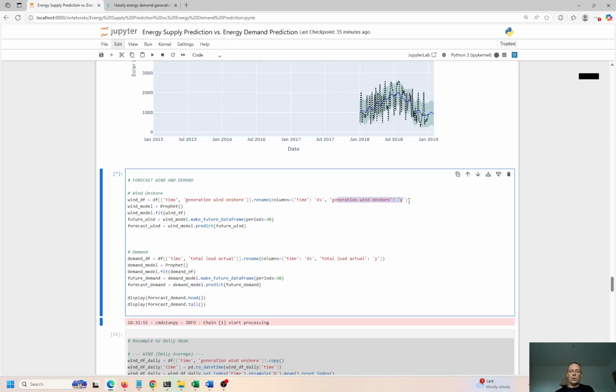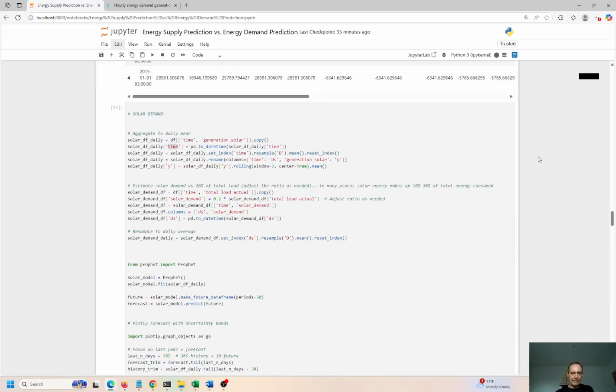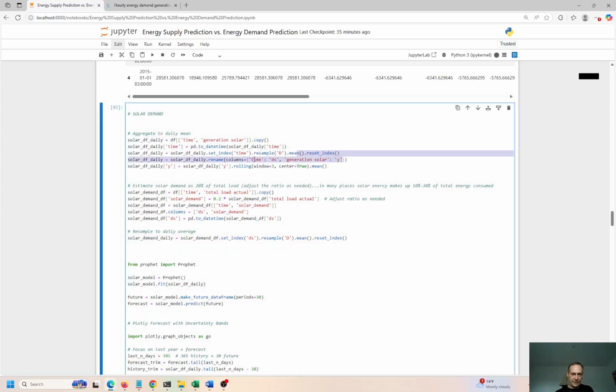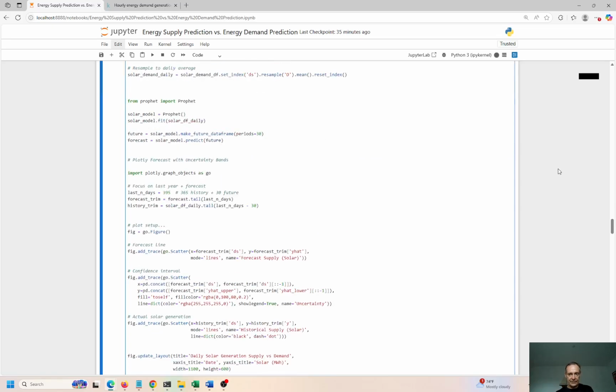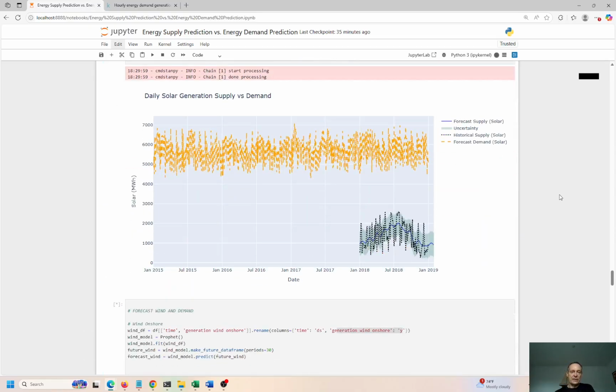Okay, so let me see what I called this before. Should be basically essentially the same. Yeah, generation solar, that's the y, that's what we're trying to predict. And this is the time. So exactly the same. We're looking at solar, we're looking at wind. That's these two charts right here.